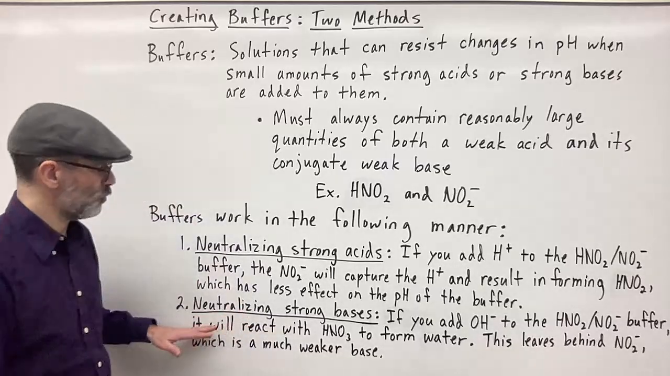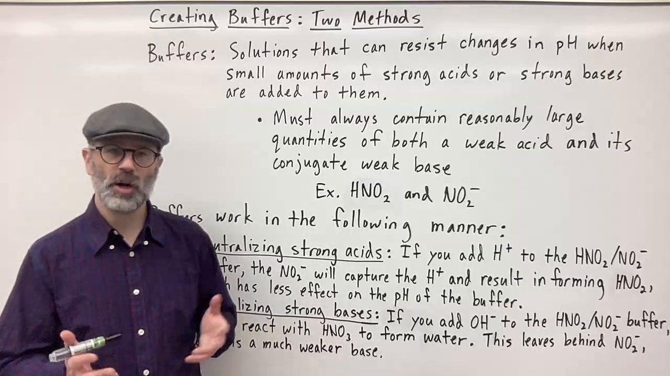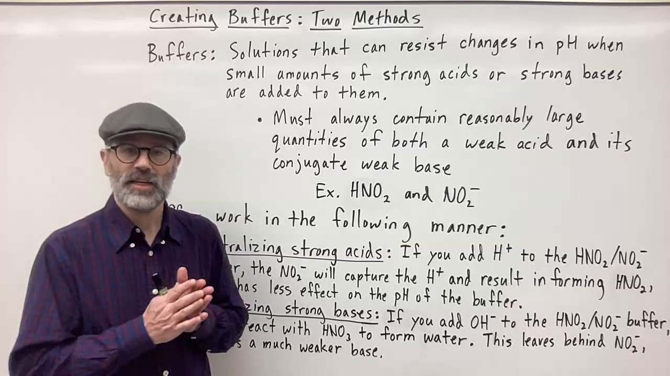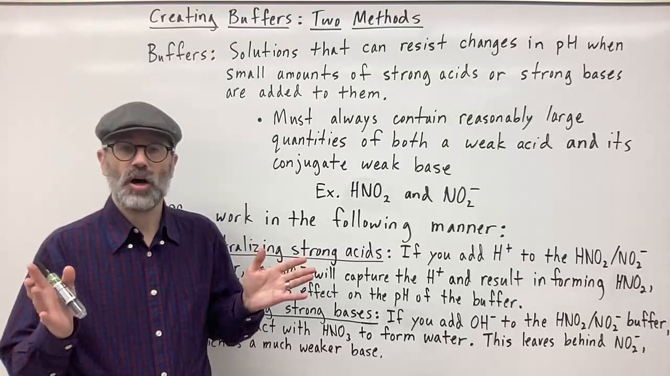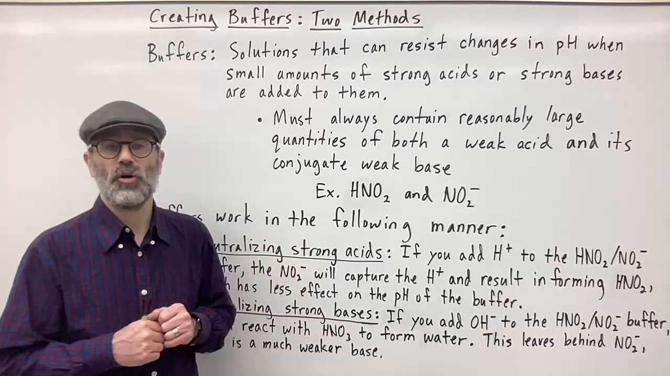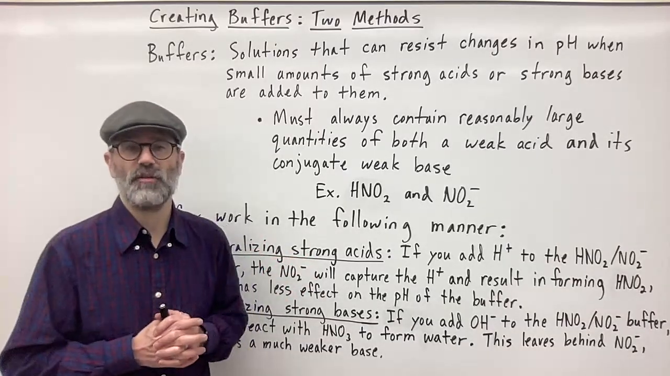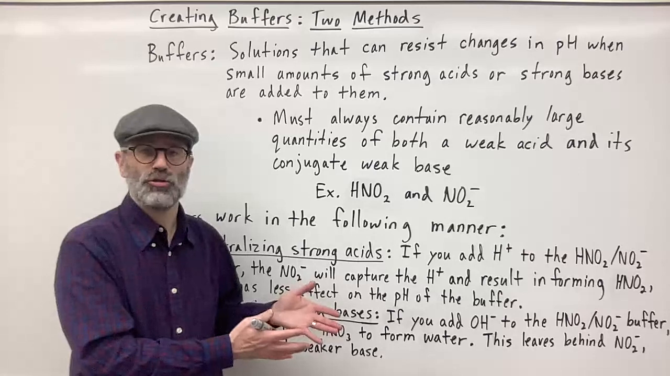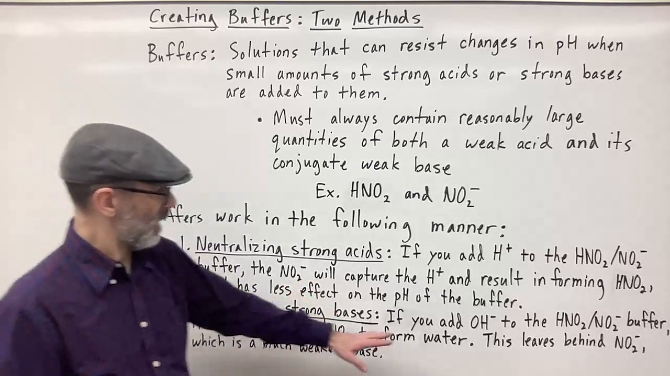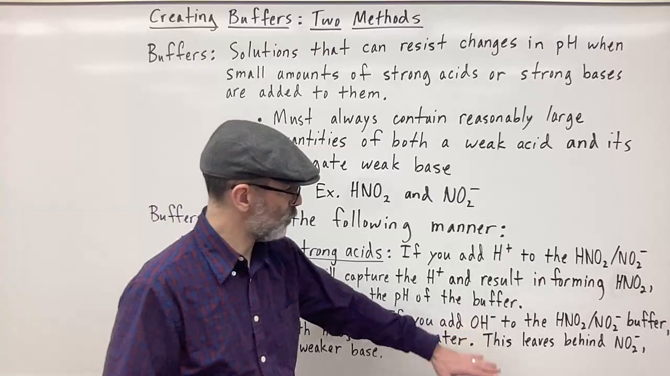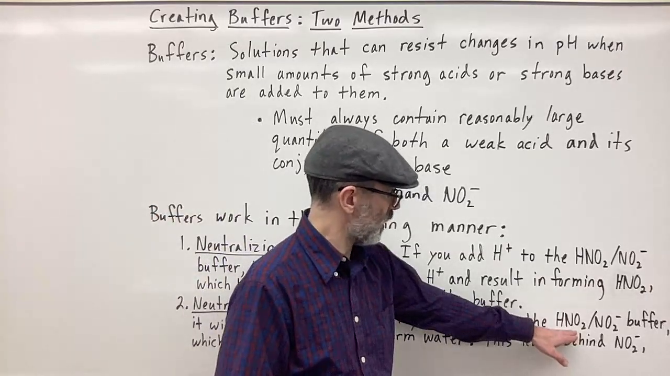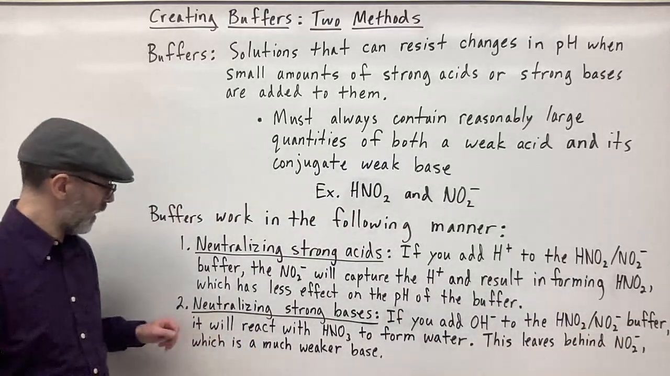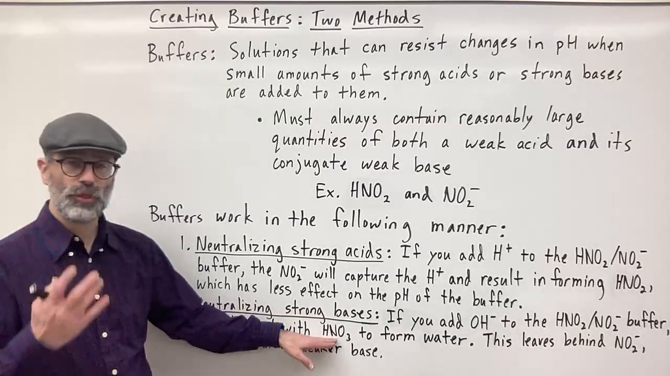Okay, what about neutralizing strong bases? A strong base is typically something that has a hydroxide ion in it, and it is going to dissociate in water relatively easily, 100% dissociation for the strong bases. So basically you're adding OH- ions to the water. And so what happens when you add the hydroxide ion to the buffer, again, we're dealing with the nitrous acid nitrite ion buffer, is that the hydroxide is going to react with the HNO2 this time.